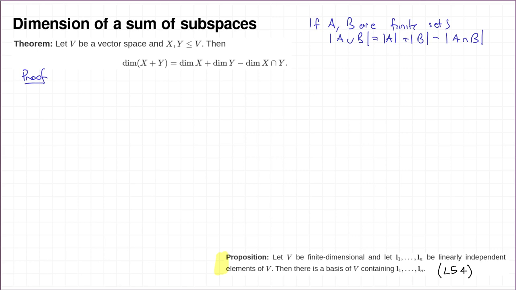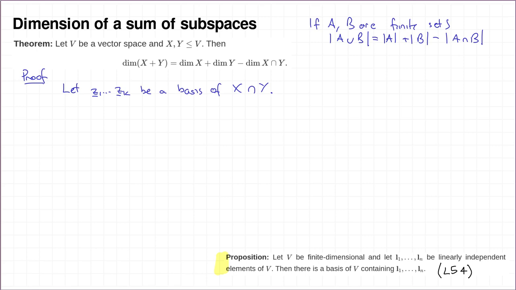In order to do the proof, we're going to start with a basis of X intersect Y. So let's let Z1 up to ZK be a basis of X intersect Y. We're going to use the extension result, which I've written at the bottom of the screen there.